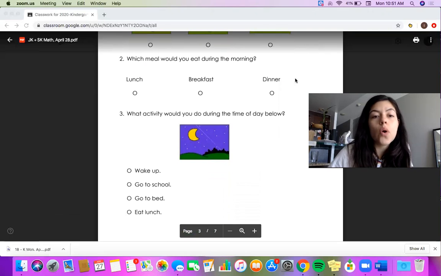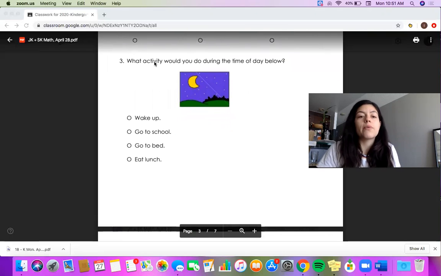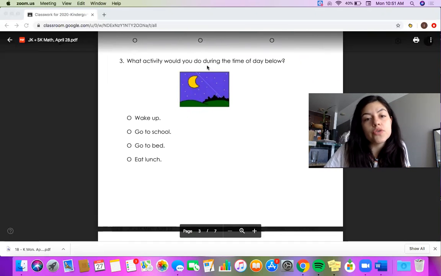Number 2, which meal would you eat during the morning? Think about our little boy eating pancakes. Lunch, breakfast, or dinner? Circle the right one. Number 3, what activity would you do during the time of day below? So look at the picture and then figure out which activity would you do. Wake up, go to school, go to bed, eat lunch. Circle the right one.